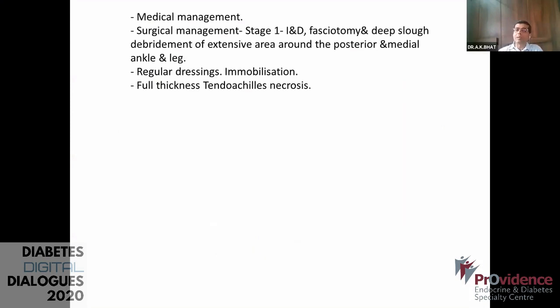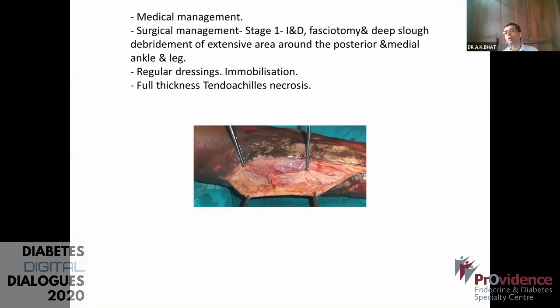Medically, we have an excellent diabetic medical team, and he was managed with intravenous antibiotics and promptly taken for surgery as a stage 1 procedure. Incision and drainage, debridement of all the slough and extension area around the posterior and medial ankle and the leg. Regular dressings and ankle immobilization were done. But unfortunately, by the time you opened it up, the tendo Achilles had full thickness necrosis. These are the classical features of necrotizing fasciitis, where once you open it up, you see all the undermined tissues which are dead and necrotic, including the fascia also.